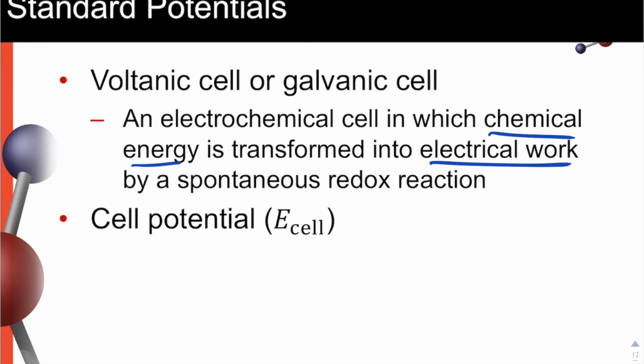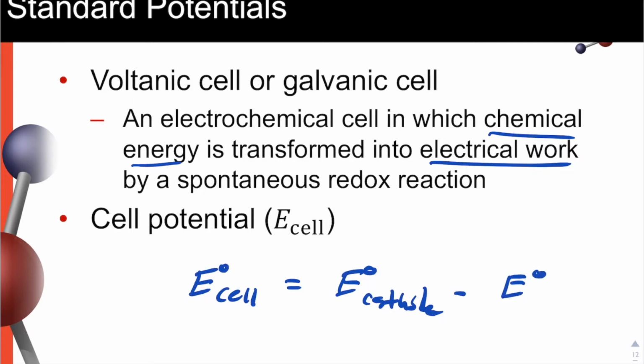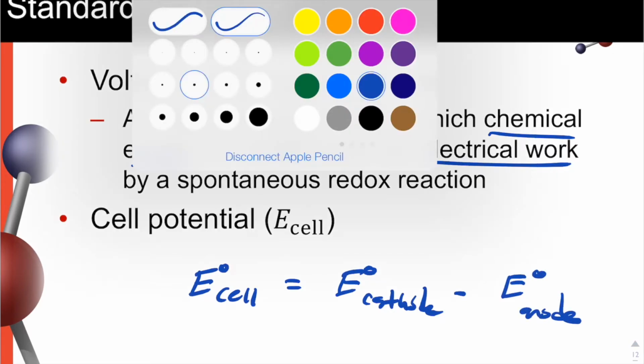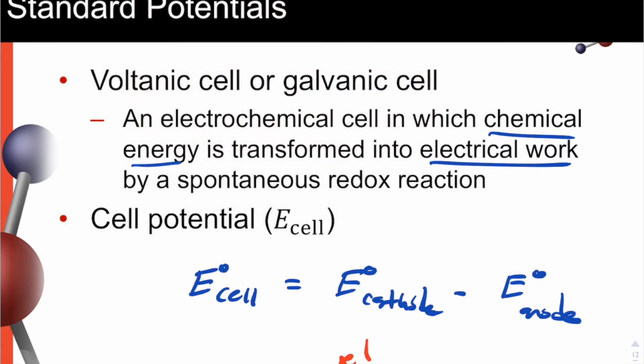So this EMF of the cell can be measured. And it's measured by this equation. And if you use this equation, you won't run into any problems. The E naught of the cell is equal to the E naught of the cathode minus the E naught of the anode. Or if you will, since we know reduction occurs at the cathode, some people like to put E naught of the reduction minus E naught of the oxidation.